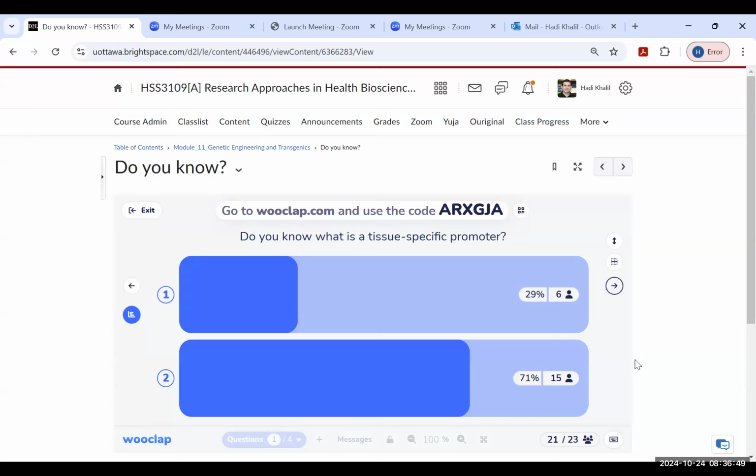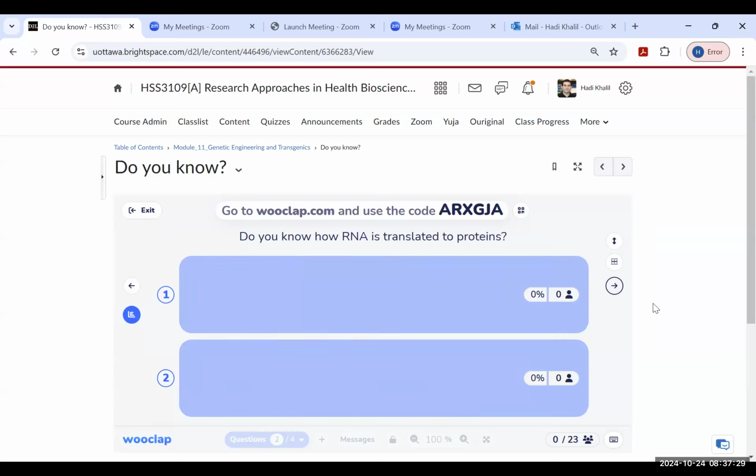Okay, so the majority do not really know what is a tissue-specific promoter. The tissue-specific promoter is a promoter that is active only in a specific tissue. In other words, your insulin promoter is only active in the pancreas. This is an example. The promoter is, in terms of the DNA, in all our DNA, in all our cells, but it's only active in the pancreas, in beta cells in the pancreas. Okay. Next question.